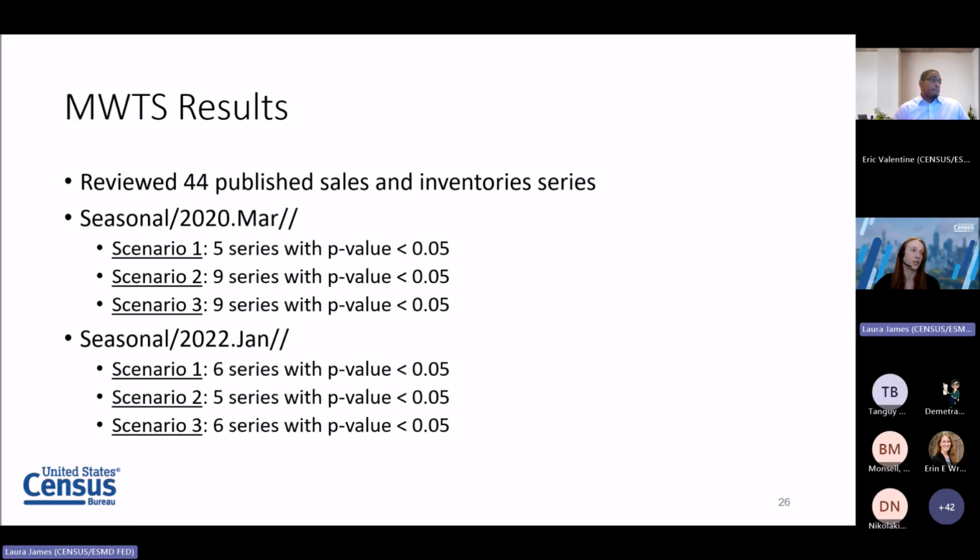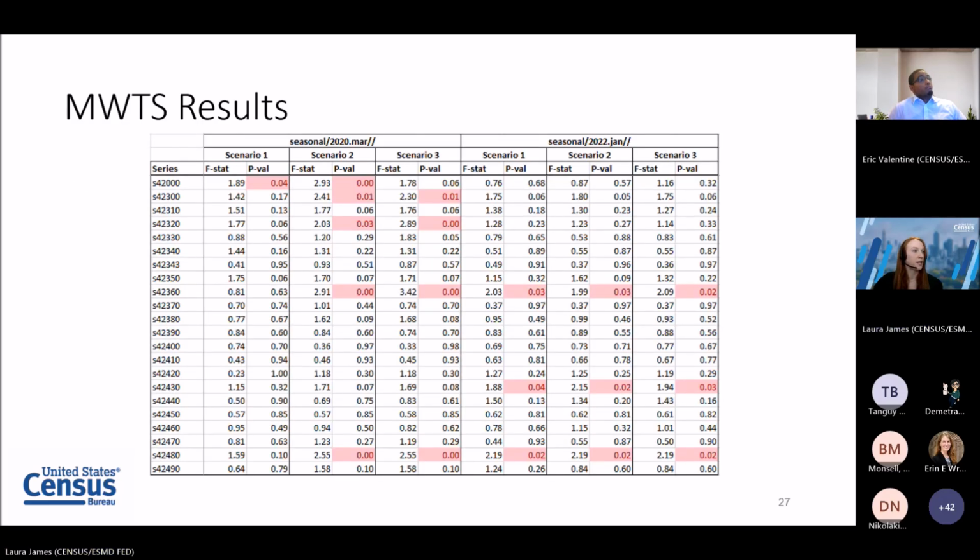With the January 2022 change of regime regressor, under scenario 1, we had 6 time series that were significant. Under scenario 2, we had 5, and then again under scenario 3, we were back to seeing 6 series that were significant. And again, right here, I have the exact same table with the F statistic and the p-values for all the different scenarios for the different change of regime regressors.